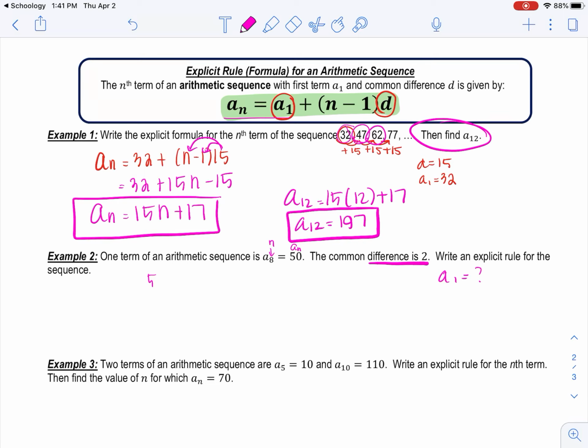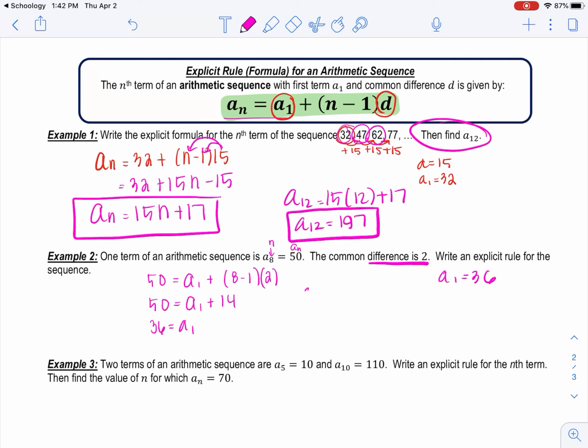I'm going to do a sub n, which is 50. I don't know what the first term is, plus when I plug in 8 for n, that's 8 minus 1 for the formula, times the difference, which is 2. So I have 50 equals a sub 1 plus 14. Subtract 14 from both sides, and I get my first term is 36. Now I know my first term, so I can erase that a sub 1 equals question mark. I'm going to put 36 there.